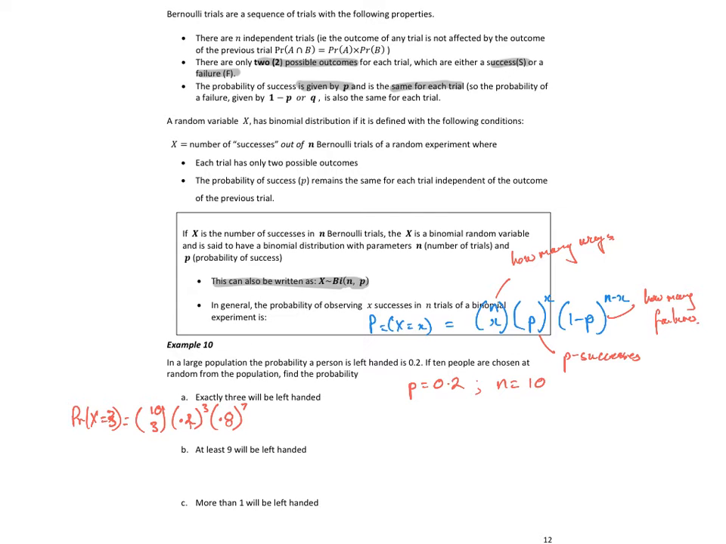So if I put that straight into my CAS, I can get an answer. It gives me 0.2013, if we type all that in onto our CAS.